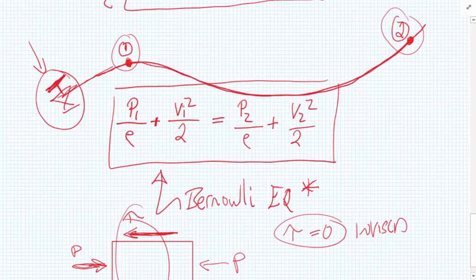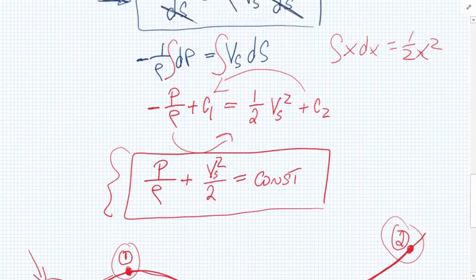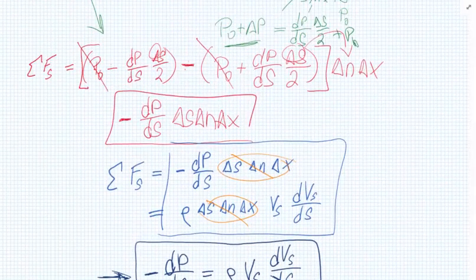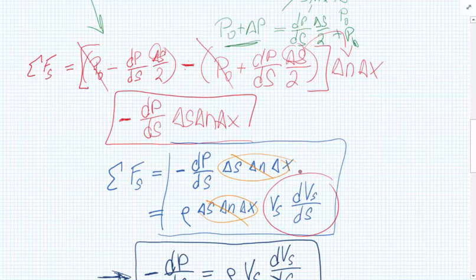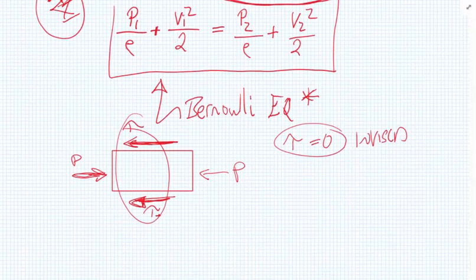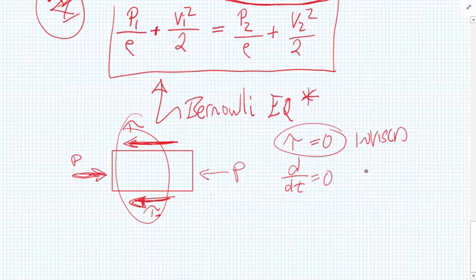So inviscid flow. We also said that the flow has to be steady along the streamline. We're utilizing this form of acceleration. So this is referred to as convective acceleration. We'll come back to that term again at later points. But that means that we have to have the d/dt terms equal 0. So steady.